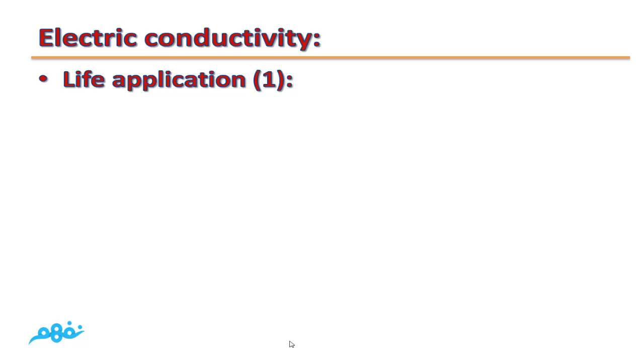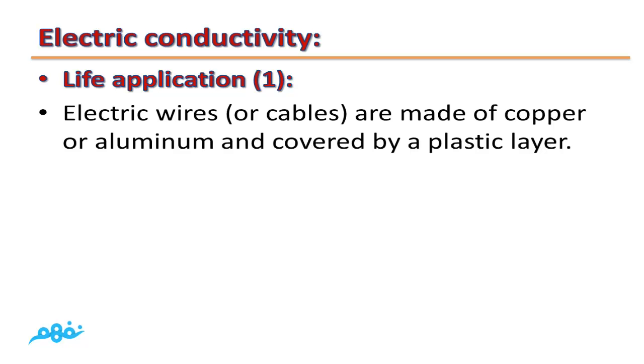Let's talk about life applications for electric conductivity in our daily life. Electric wires or cables are made of copper or aluminum and covered by a plastic layer. As you can see, we have two parts in this question. Why are electric wires made of copper and aluminum? This is the first part. And why are they covered with a plastic layer? This is the second part.